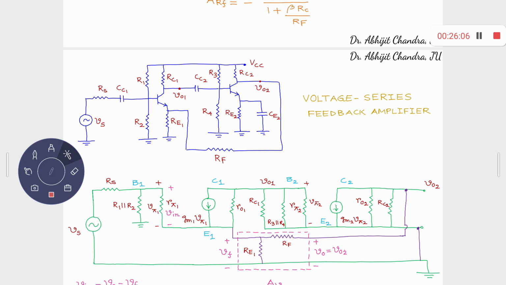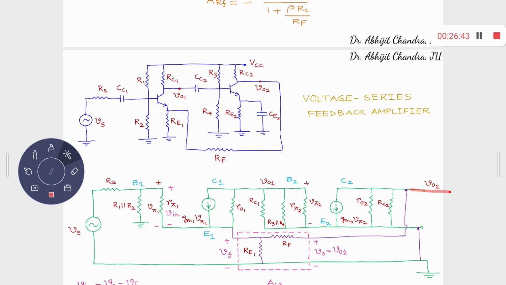Now you have to identify how this particular configuration develops some feedback. You have to identify which is my feed network and which is my back network. First of all, you have to identify how you can sample this signal at the output of the feed network. How is it sampled? Is it a voltage sampling or current sampling? Voltage, because these are the 2 nodes.